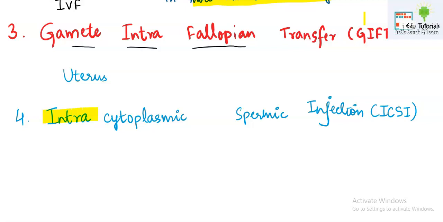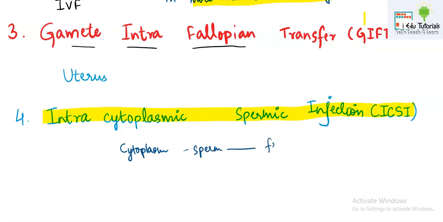The next ART is intracytoplasmic sperm injection, abbreviated as ICSI. Sometimes the sperm count is low in the male partner. So female gametes are taken out and sperm collection is also done. The cytoplasm from the sperm is taken and directly inserted into the female gamete, which leads to the formation of a zygote, and this zygote can be transferred into the female reproductive tract.